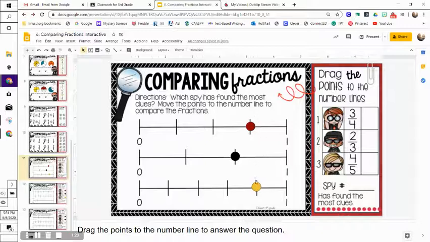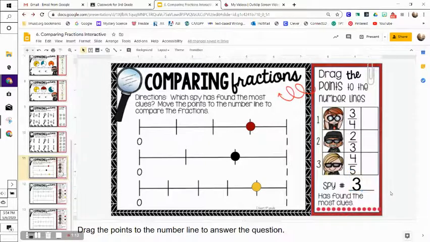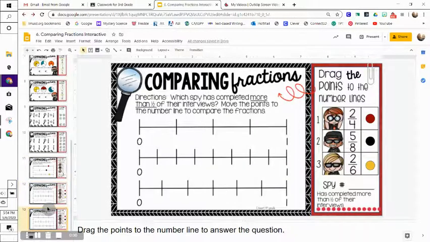You can see really closely here. If you look real closely, she is ahead. So we're going to say spy number 3. And so you would click into that box, put the number 3, and you are all good. Okay. So make sure you move those dots so I can clearly see it, and then you answer the question right there. But that's what you're going to do for slide 12 and slide 13.